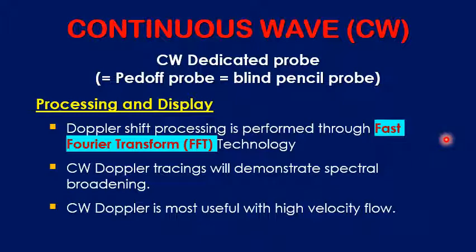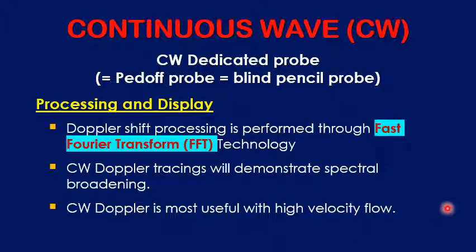How are the received echoes processed? The received Doppler shift is processed via the fast Fourier transform, the same technology that is used in pulse wave. The CW Doppler tracing will be demonstrated with spectral broadening. Why? Because we mentioned that there is a wide sample volume, the area of overlap. This area of overlap is sampling almost all the velocities of the vessel, from the very low velocity to the very high velocity. So for sure there is spectral broadening. And this CW probe has no listening time, so all the Doppler shifts are processed, and I will not get aliasing at all.